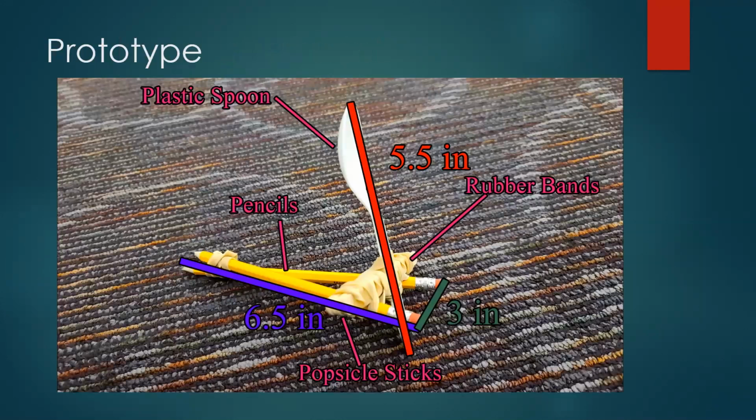So in the end, this was the prototype that we constructed from the materials after the purchase date in class. All the materials are laid out here: the plastic spoon, the pencils, the rubber bands, and the popsicle sticks, all of which we determined were the core materials to make a working catapult. The dimensions are the same as before: 6.5 inches long, 3 inches wide, and 5.5 inches in height.